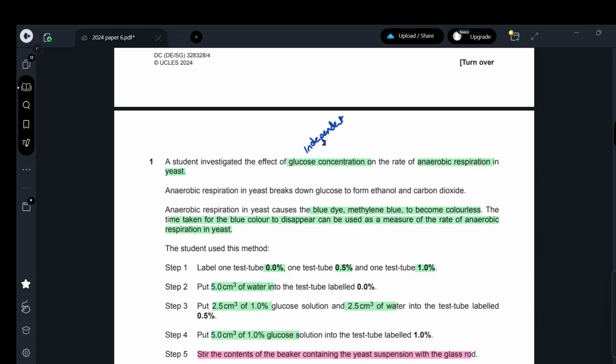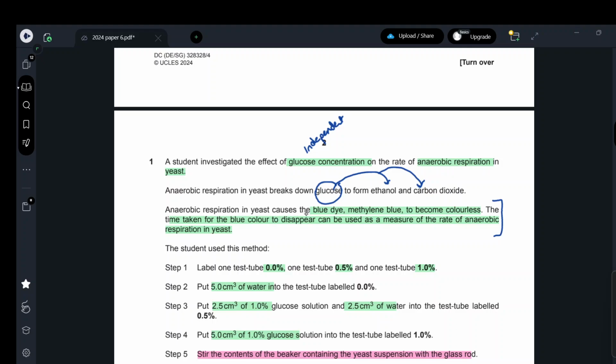What does anaerobic respiration do? The yeast breaks down the glucose into ethanol and carbon dioxide. In a previous exam, he gave you the bread dough, and he put yeast in it. And we measured the change in height of dough. But in this exam, what is he measuring? He gave you a hint here.